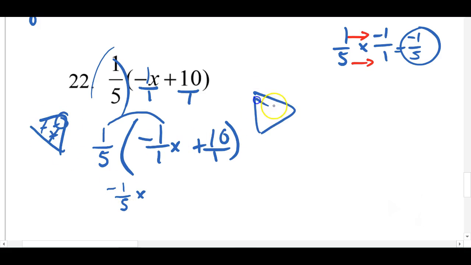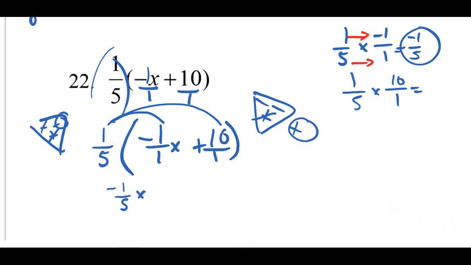Okay, now for the second one, 1/5 times 10 over 1. 1/5 is plus, and also 10 is plus, so I know it's going to be plus. Okay, so now I'm going to do 1/5 times 10 over 1. And again, when you multiply fractions, you multiply across. Okay, so 1 times 10 is 10. 5 times 1 is 5. Okay, so now it's plus 10 over 5.